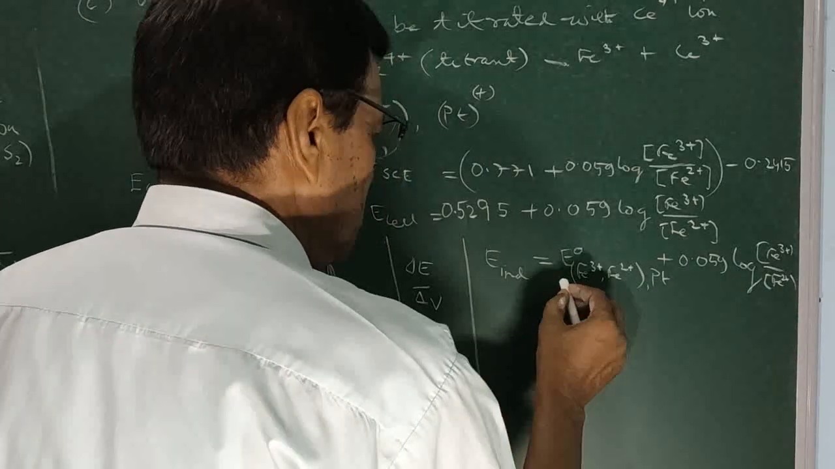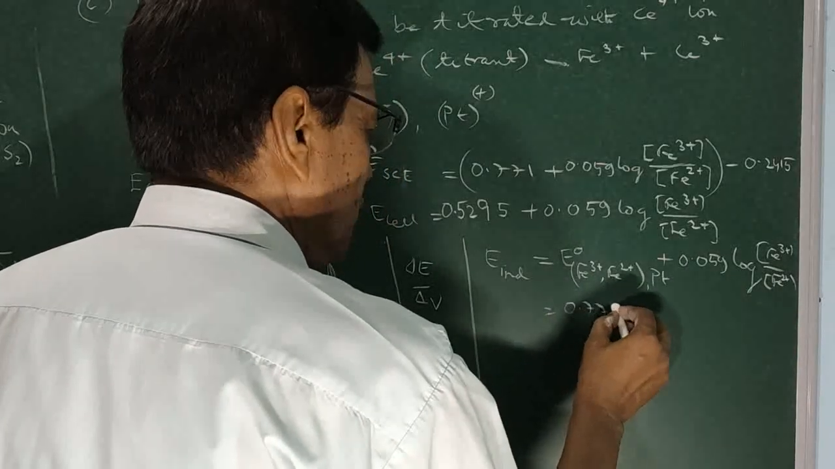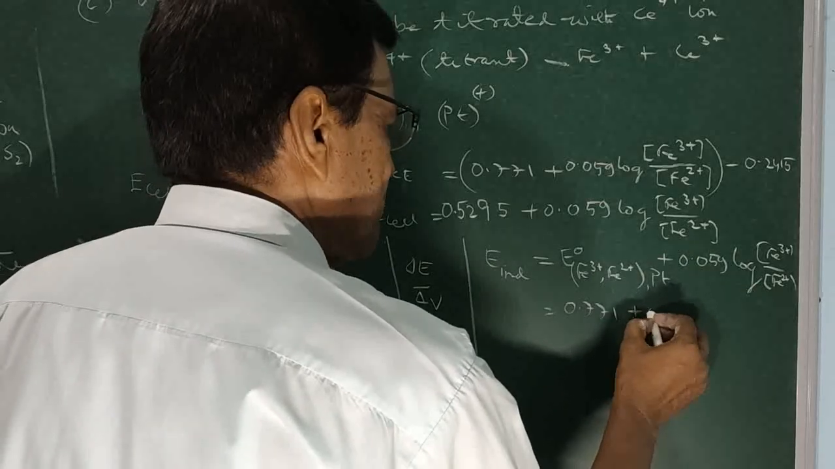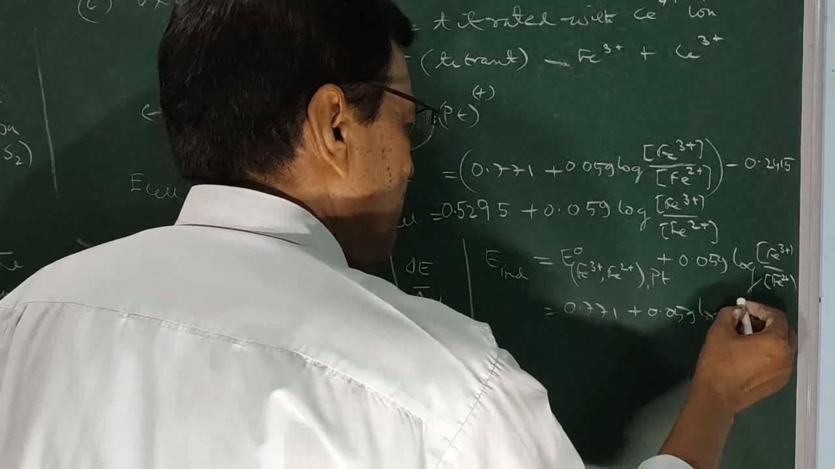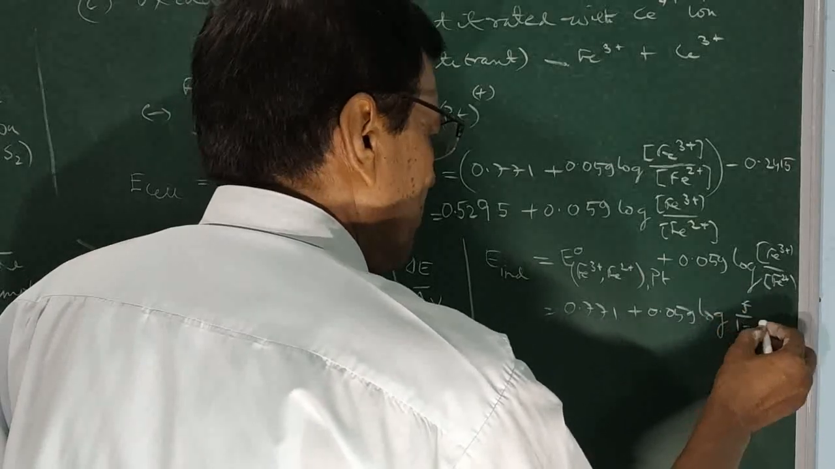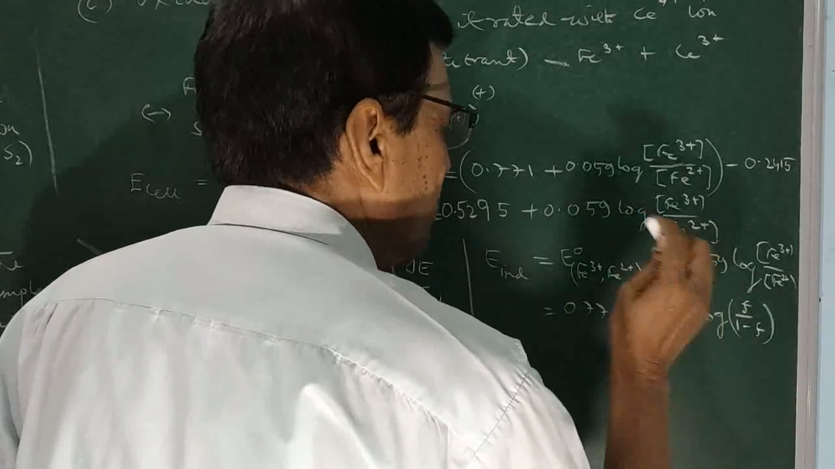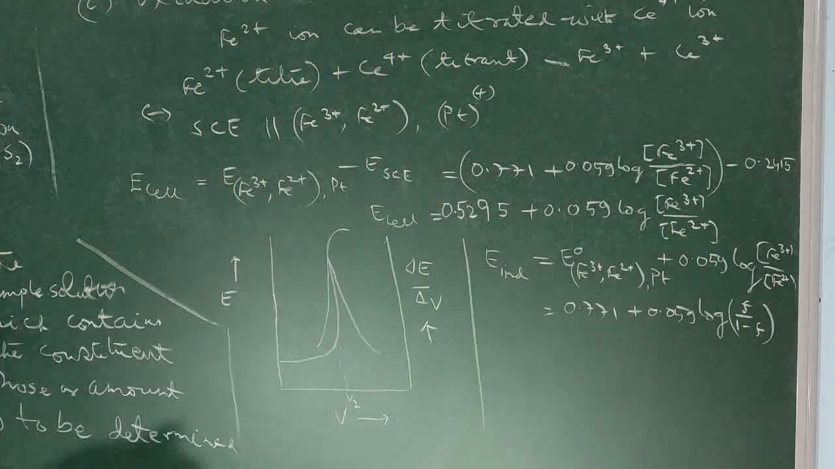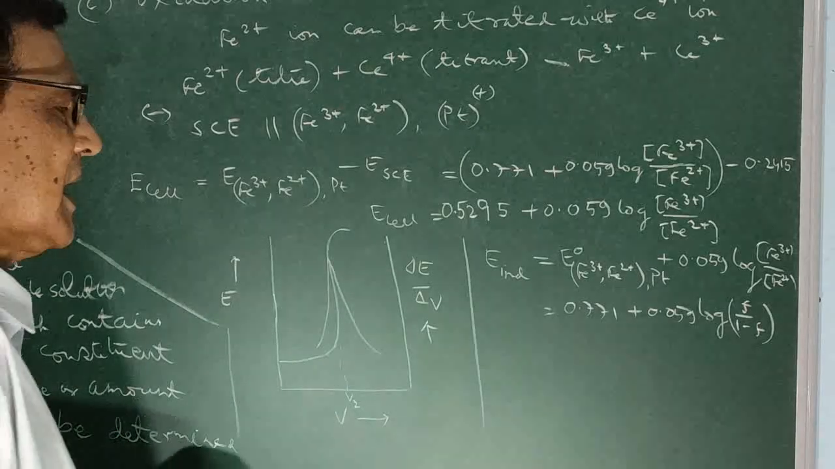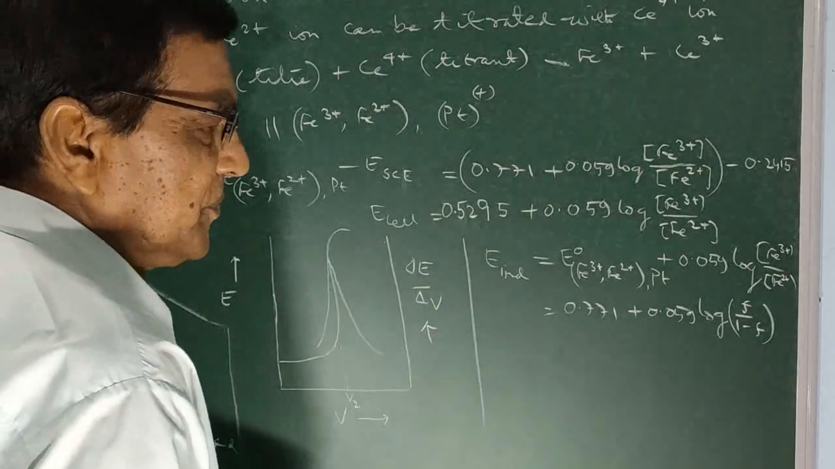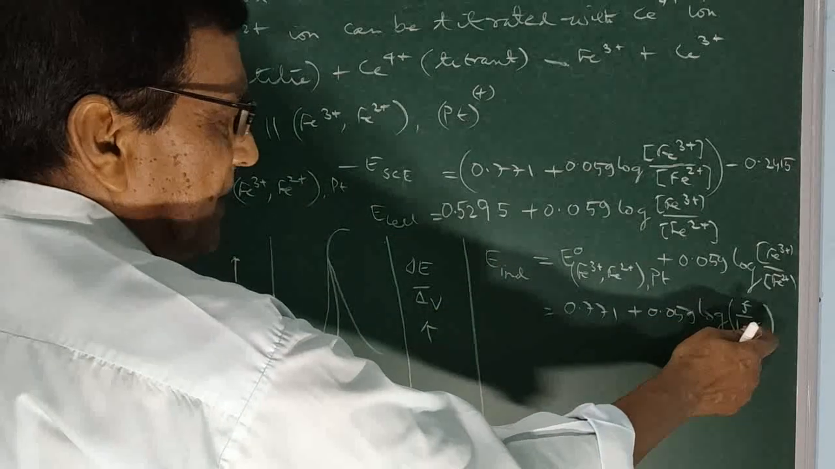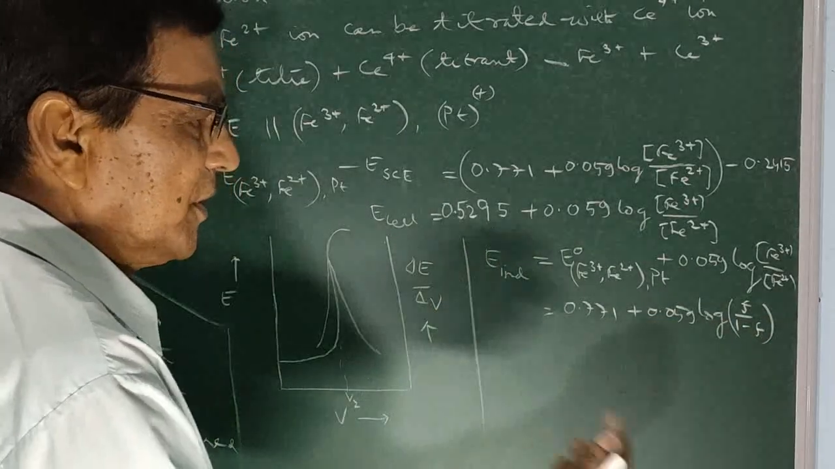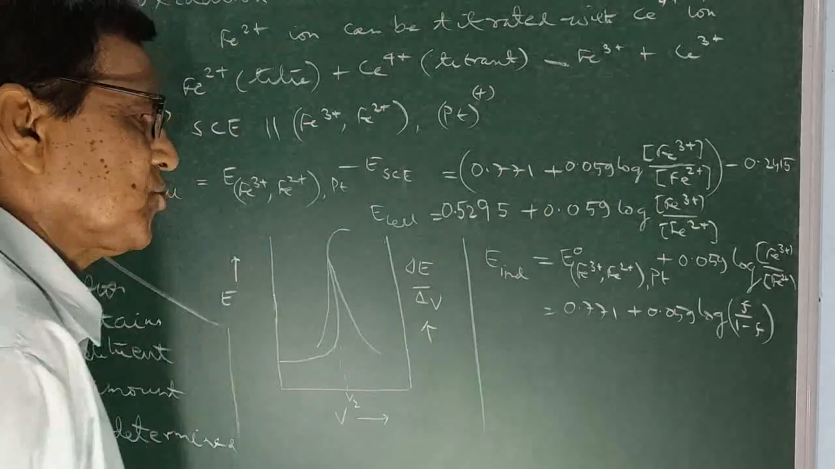That means this value is 0.771 and this value is plus 0.059, and we can also write it as F divided by 1 minus F, where F is the fraction of the ferrous ion titrated, or the extent of titration. And at this equivalence point, when the extent of reaction is 50%, then F will be 0.5 and this indicator electrode will show.